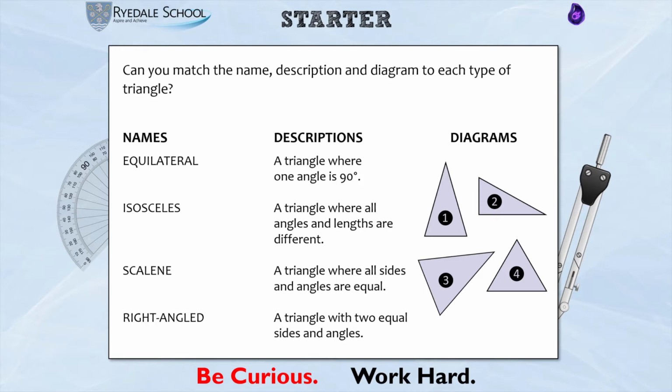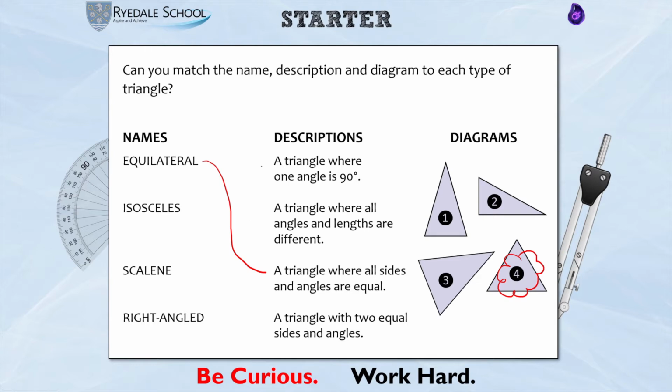So let's see how well you've managed to do with these. I'm going to go through each of these with the names in turn. So the equilateral triangle. An equilateral triangle is a triangle where all the angles and the sides are the same length. So the equilateral triangle matches to this description here. And which triangle looks like the one where all the sides and the angles are the same? That is number 4.